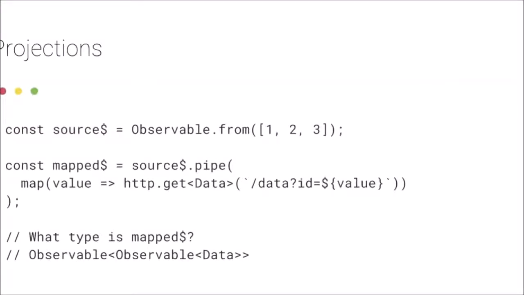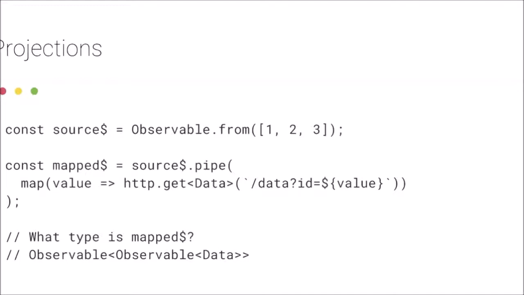So one common operation, for example, might be to take a stream of IDs and make an HTTP request to get data for each ID. And a very naive way of doing this, you see a lot of people starting out with Rx think, oh, okay, I know map. I'll just use map and map this value into an HTTP call.